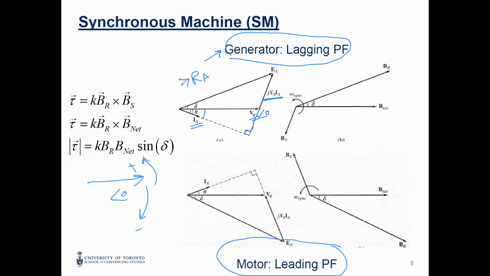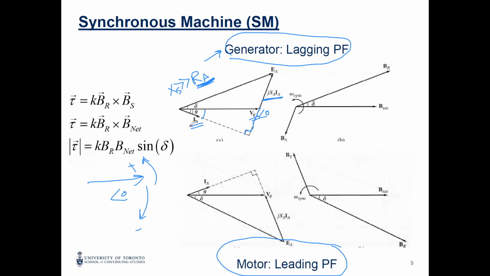Usually the armature resistance is very small compared to the XS. So in most of the problems we are going to ignore RA, but in a few, like problems in the past exams, they include the RA. So it depends. If you have RA, you can use it. If not, then you can ignore it.